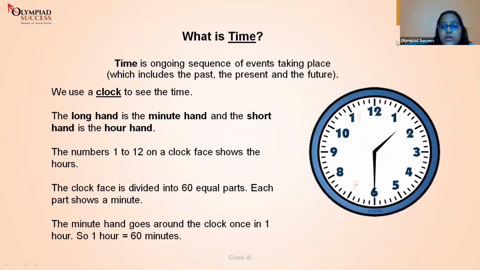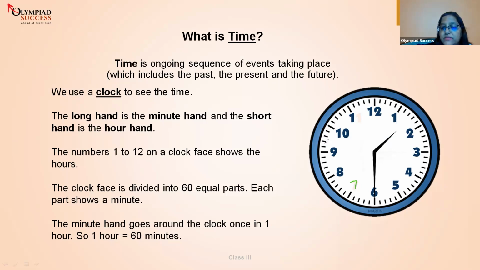So it will tell you all the events that we have already witnessed in the past, the ones we are witnessing in the present, and the ones which will be going on in the future. Now here you can see there are 2 hands in the clock. The short one is the hour hand and the long one is the minute hand. You can also see the numbers from 1 to 12, correct?